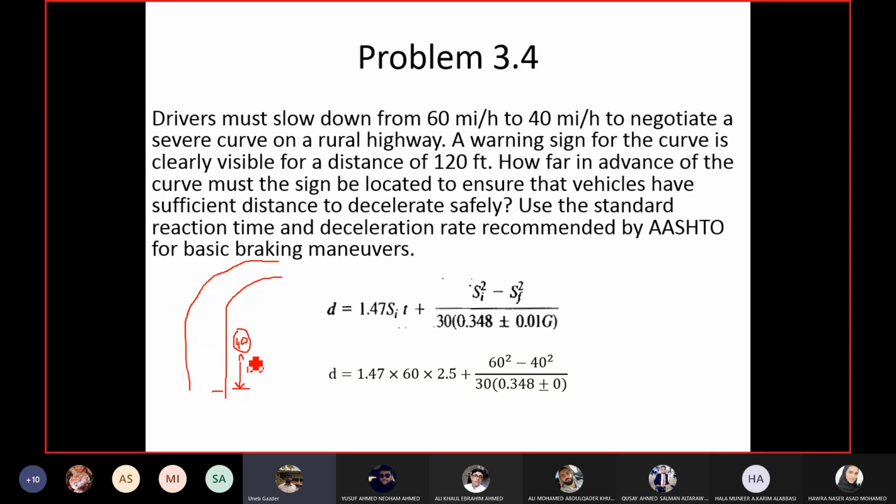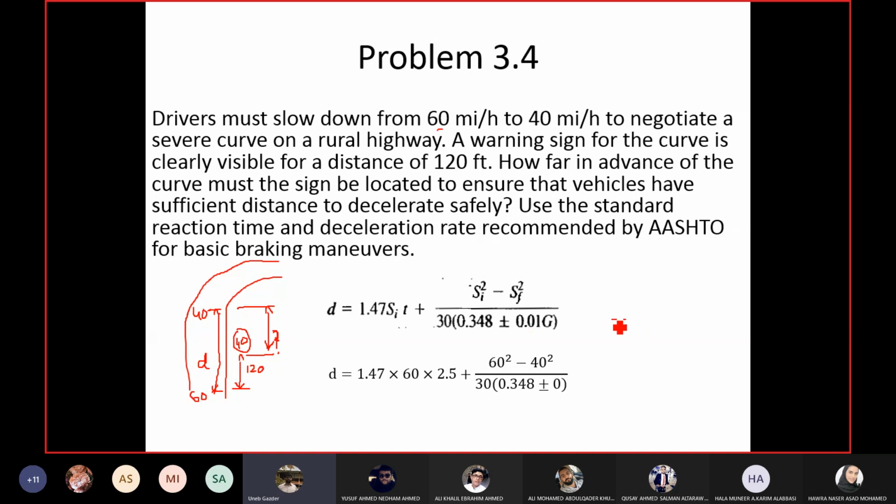Now how much should be the distance between the sign and the curve? This we want to know. At this point his speed is 60. When he looks at the sign first, his speed is 60, which is the initial speed. From this point to the curve, we want his speed to go from 60 to 40, and between these two points, how much distance will there be? This distance will be d.